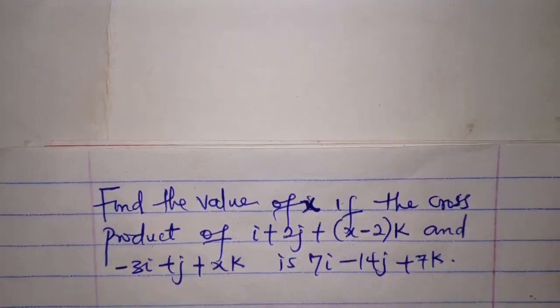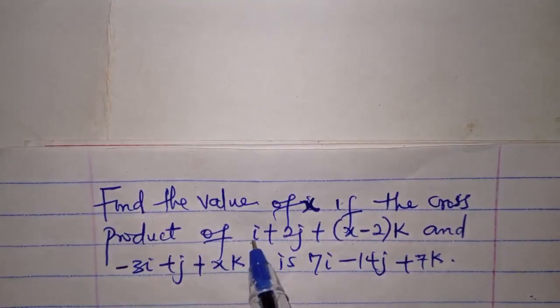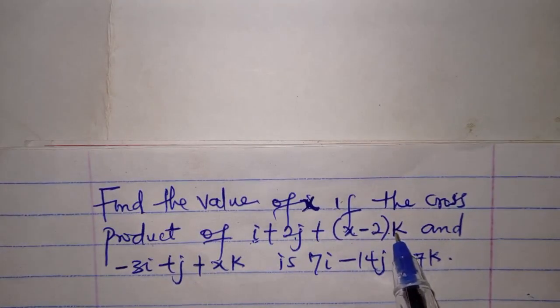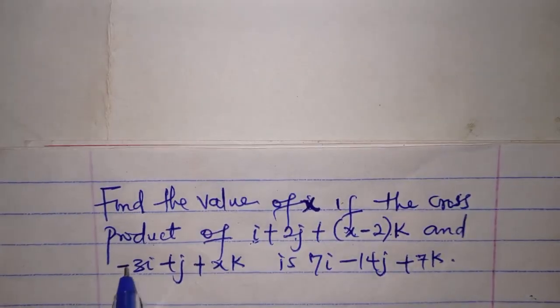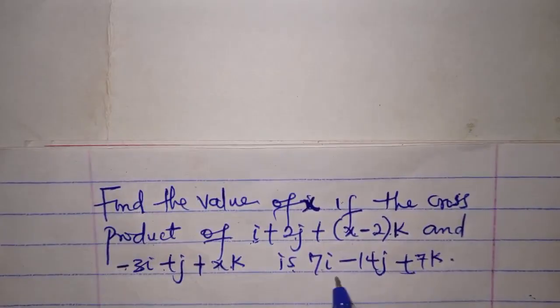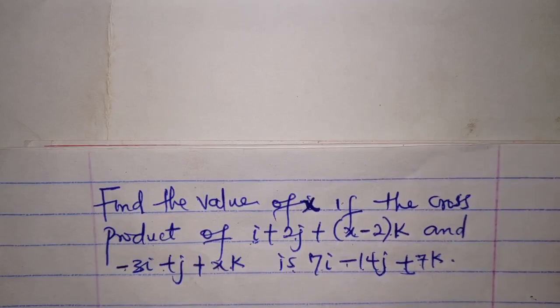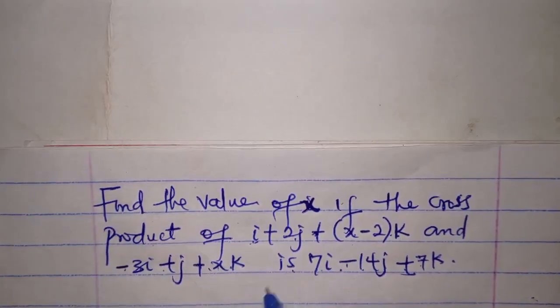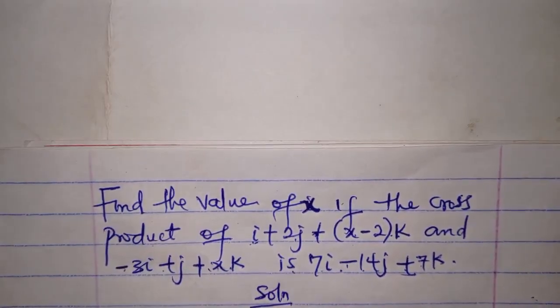Find the value of x if the cross product of the vector i plus 2j plus (x minus 2)k and the vector minus 3i plus j plus xk is this, 7i minus 14j plus 7k. Okay, the question is saying that the cross product of these two vectors is equal to this. Okay, let's determine the value of x.